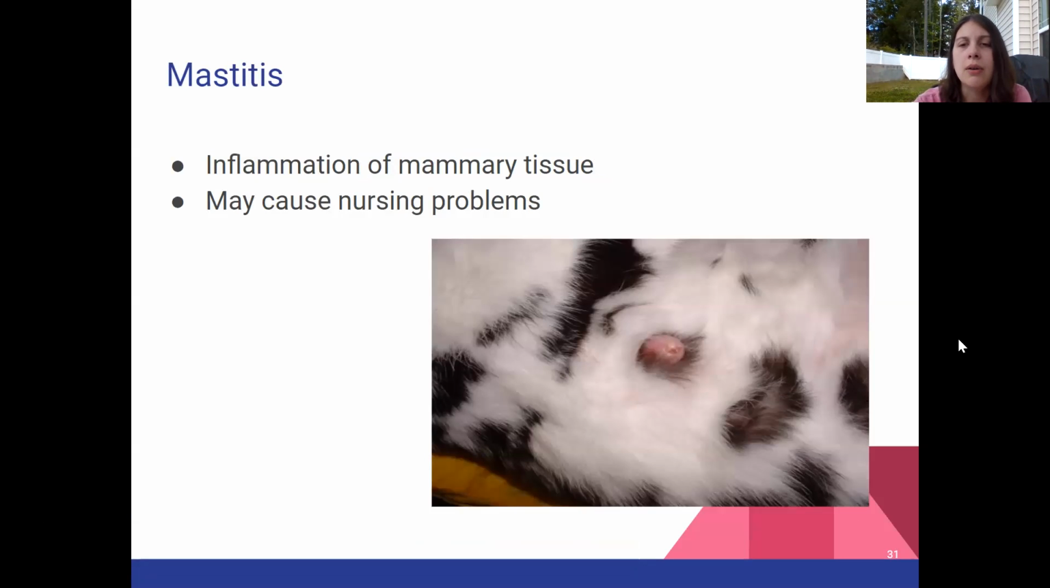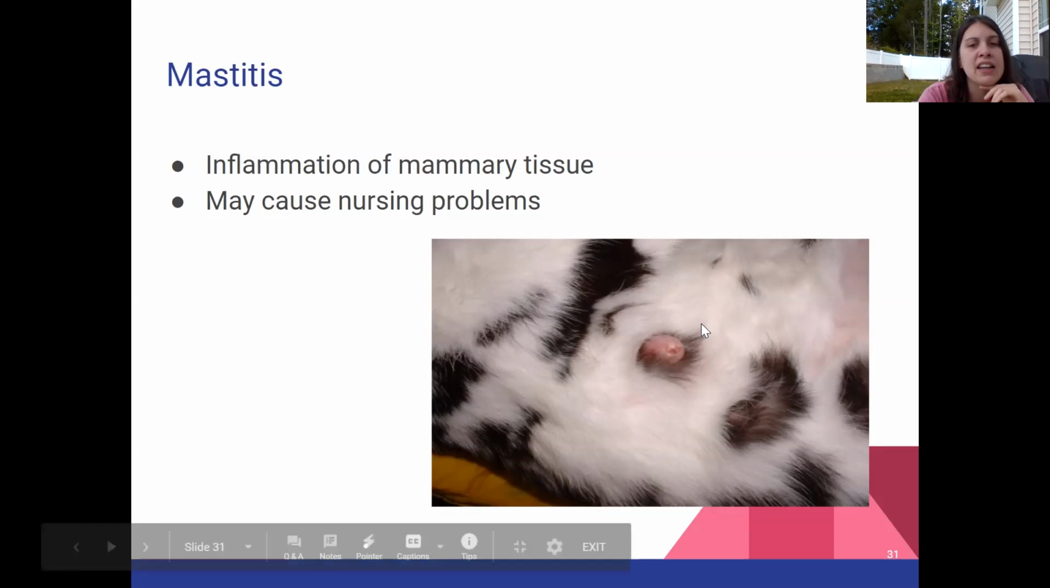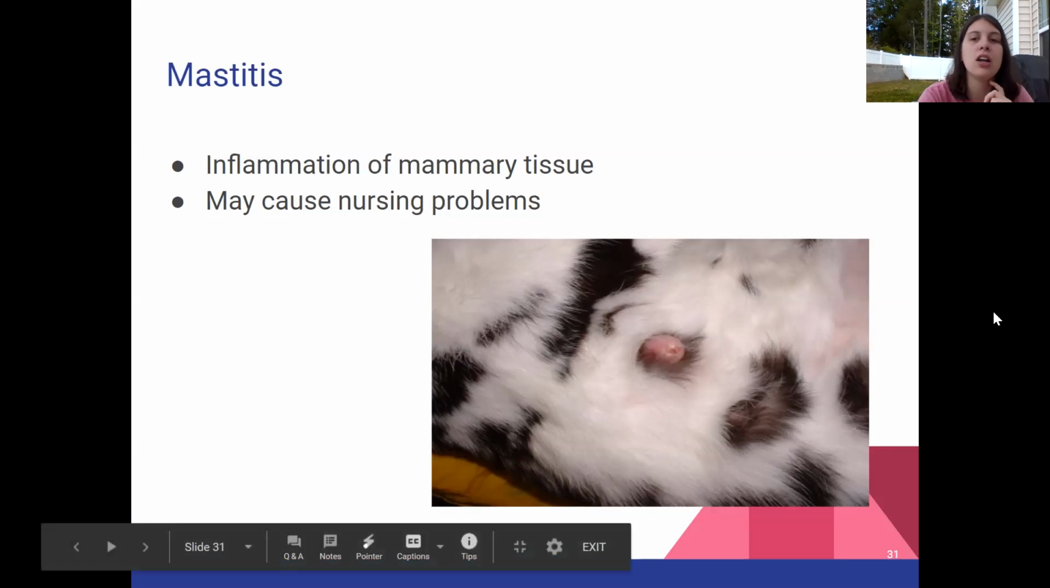Female rabbits can get mastitis. Mastitis is inflammation of the mammary glands. So if a rabbit has kits, or bunnies, the proper term is kits, then she can get an infection, or her body may not be producing enough milk.